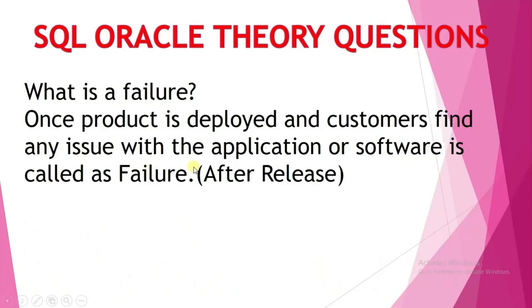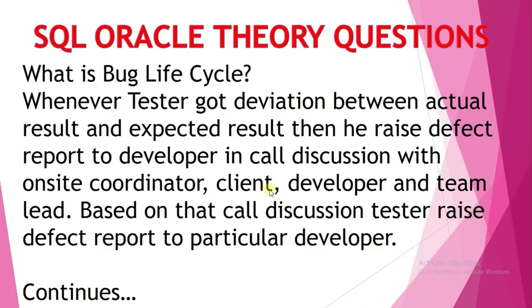Then what is a failure? Once the product is deployed and customers find any issue with the application or software, it is called a failure. This usually happens after release, after we hand over to the client or customer or stakeholder. So when the end users find any issues with the application or software, that is called a failure. So next one is, what is the bug life cycle?